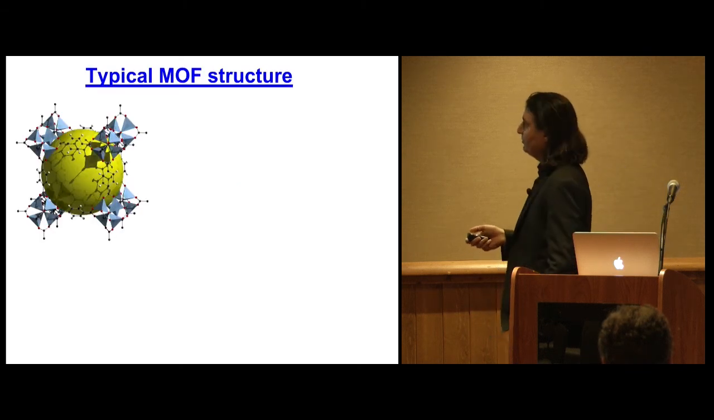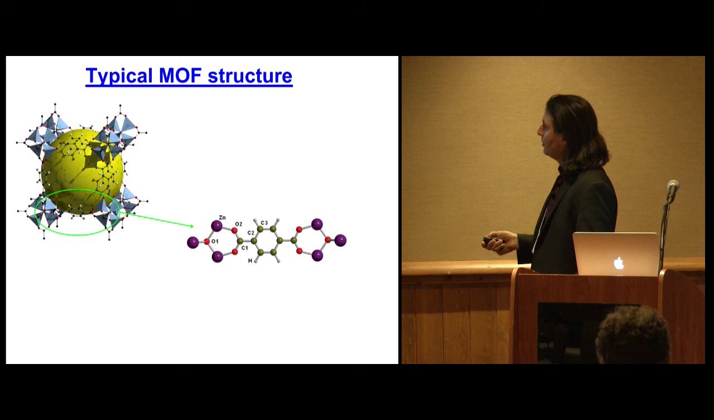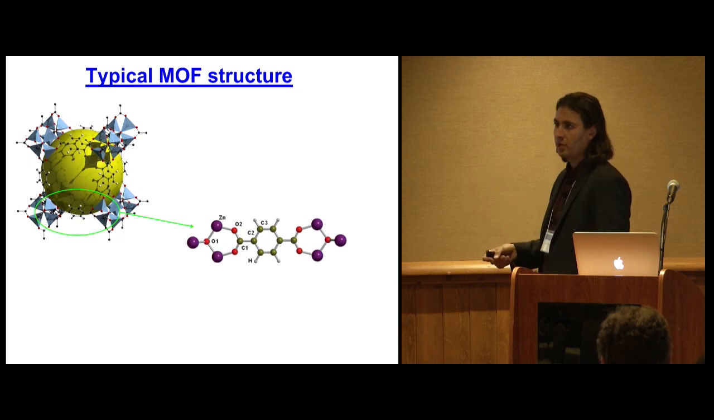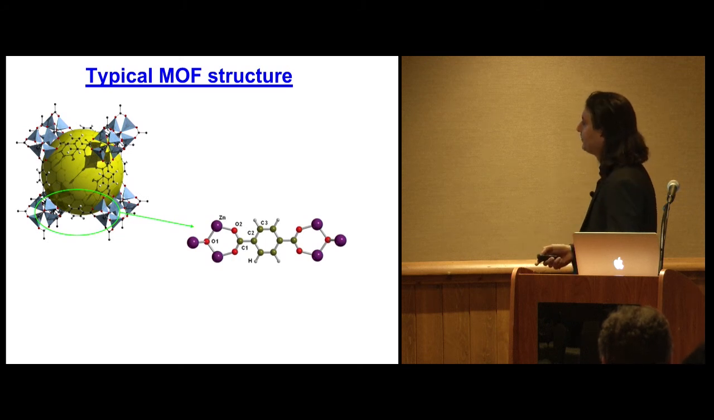So a typical MOF looks like this. The yellow ball is to represent empty space. Basically, there's a bunch of things on the corners here, which are transition metals surrounded by oxygen, and then there's little organic linkers, like a benzene type of thing, linking the corners. So it's a lot of open space, and that's where the hydrogen is going to go in there and move about and stick to the walls. The hydrogen tends to like to stick to the metals, which in this case is zinc.